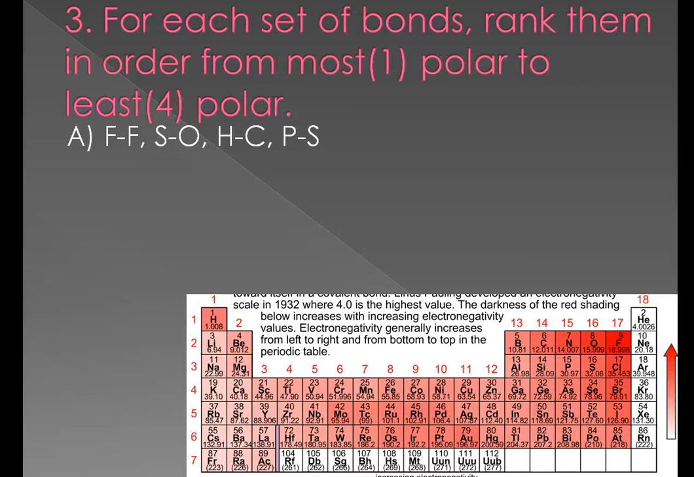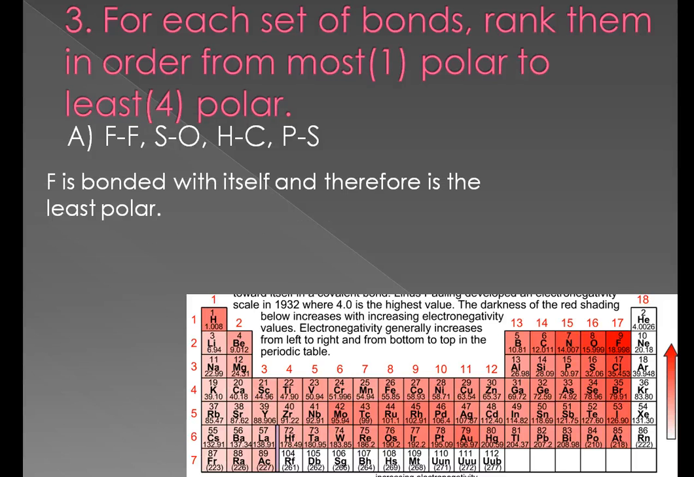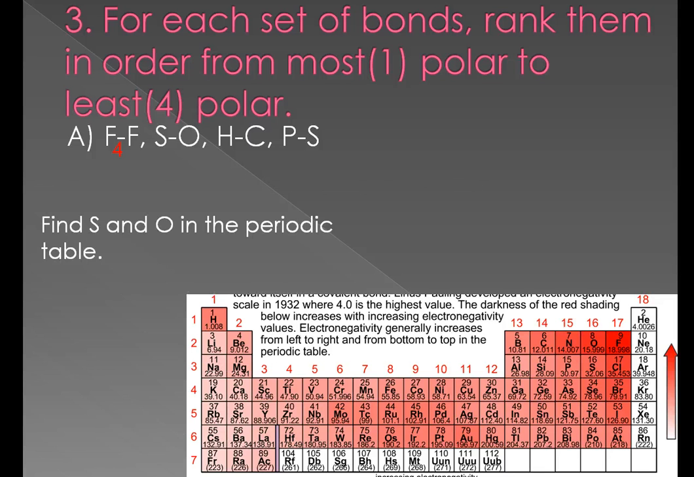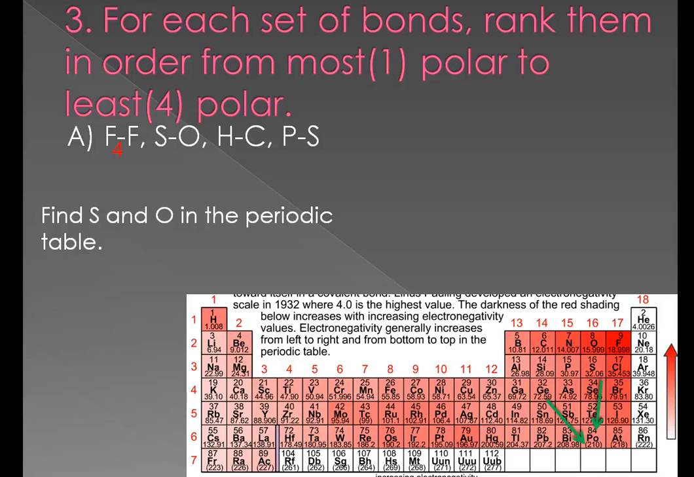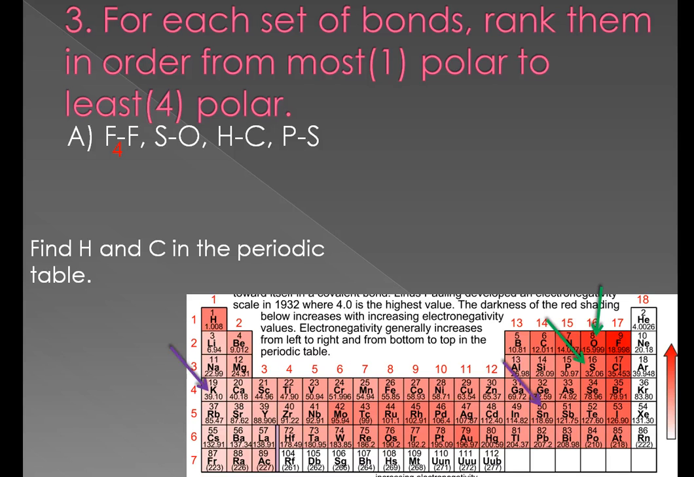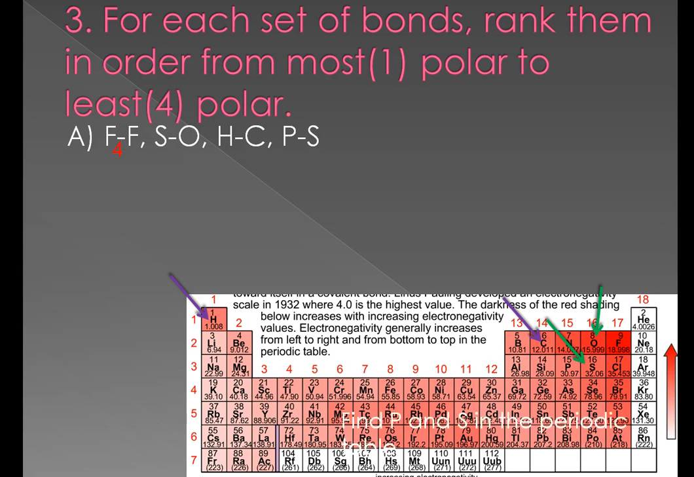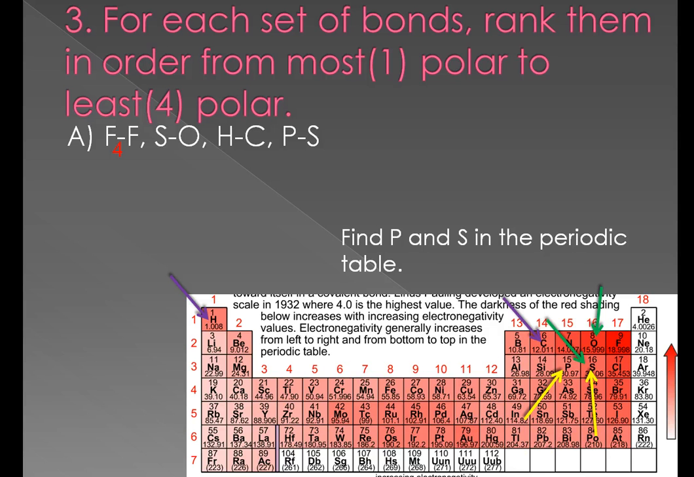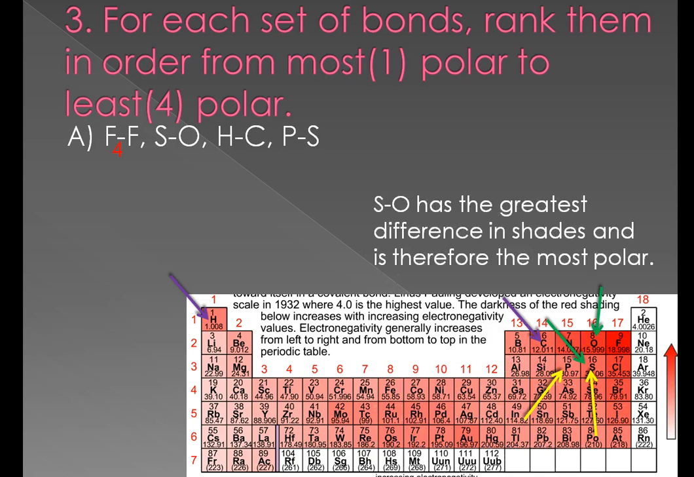Okay, now we're going to look at each set of these bonds and rank them in order from most polar to least polar. So first, we see that F2 is bonded with itself, therefore it is the least polar. Next, we're going to find S and O in the periodic table, right there. Then we're going to find H and C in the periodic table, right there. And we find P and S, right there.